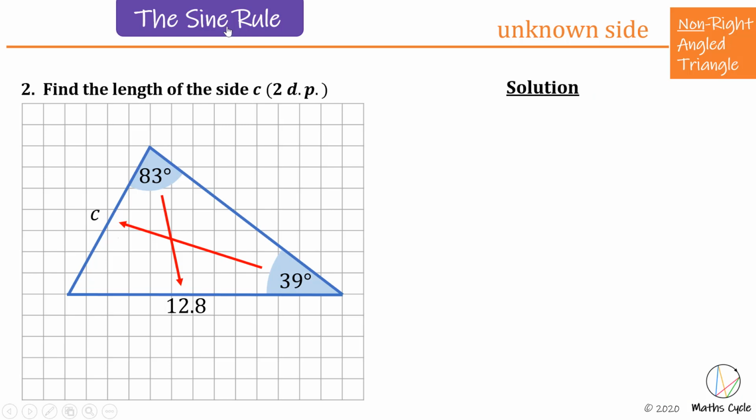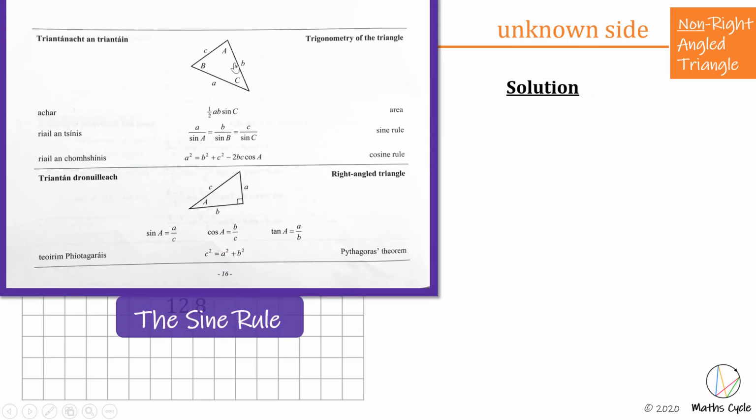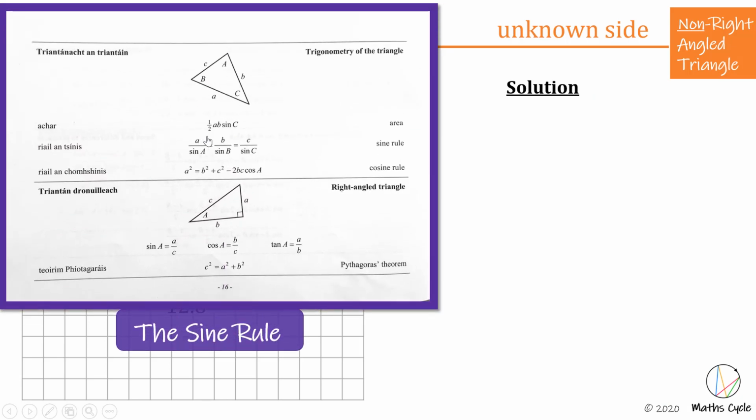So check your sine rule in your logs. And we have that the sine rule is the side over the sine of the angle equals the side over the sine of the angle.